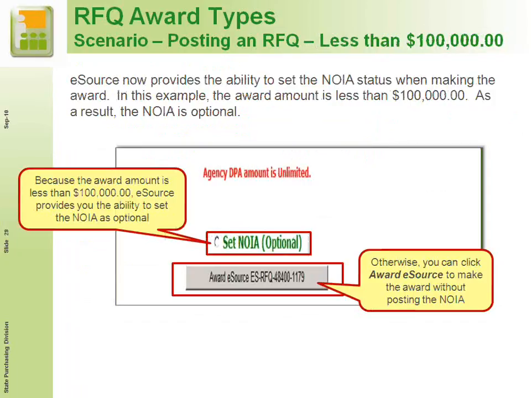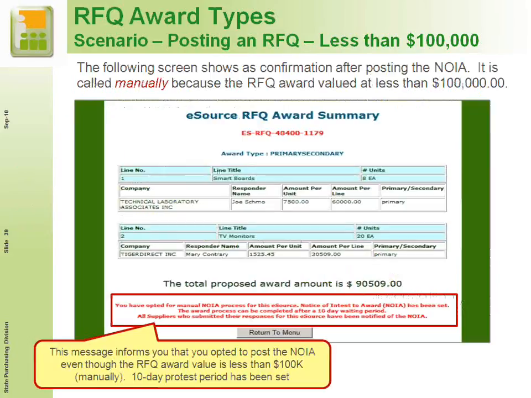If you scroll further down the screen, you'll notice that there is a NOIA status button, and it'll say set NOIA optional. Because the award amount is less than $100,000, it is an optional step. If the award is greater than $100,000 and you click Award eSource, it will automatically set the NOIA for you. And the text here in red states what I just said. If it's greater than $100,000, by clicking on award, you're automatically setting the NOIA, and the 10-day protest period begins at that point.